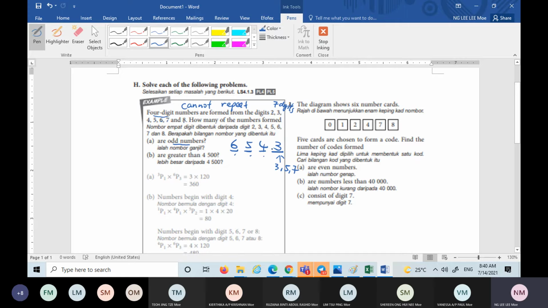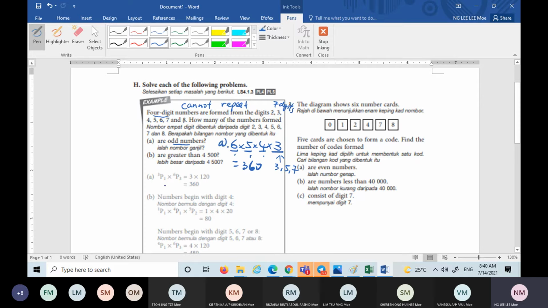This one I hope you still remember why 6, 5, and 4. Because after you put in 1 digit here already, then you still have 5 choices. Then after you put in 1 digit here already, then you still have 4 choices. This is why you have 6, 5, 4. Okay, just times up. This is the multiplication method. This is 30 and then 12. So you get 360. Okay, so this is for part A.